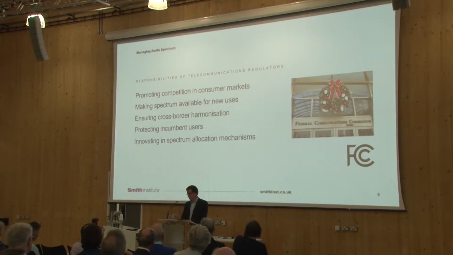They also, and this is very important, need to protect incumbent users. When the spectrum is so congested as it is, there's very real risk of interference between devices and between services. And the regulators have a crucial role in protecting incumbent users and ensuring that there isn't unnecessary or unwanted or even illegal interference. And finally, this I think will come through in the work that the FCC have promoted on the Broadcast Incentive Auction, they need to innovate in spectrum allocation mechanisms themselves.